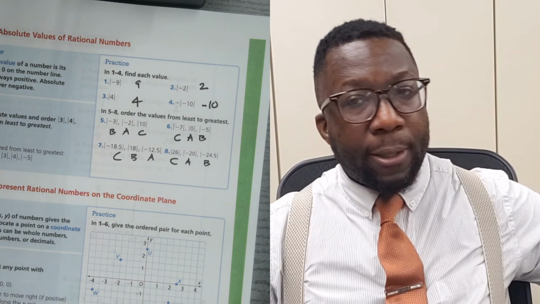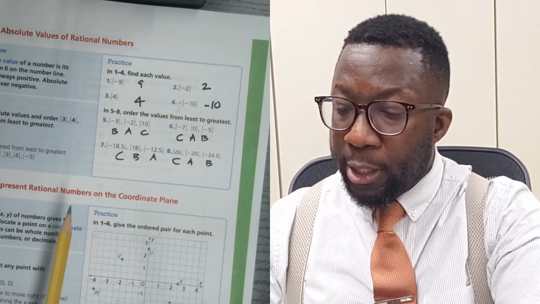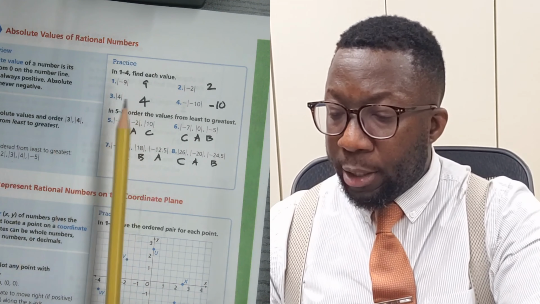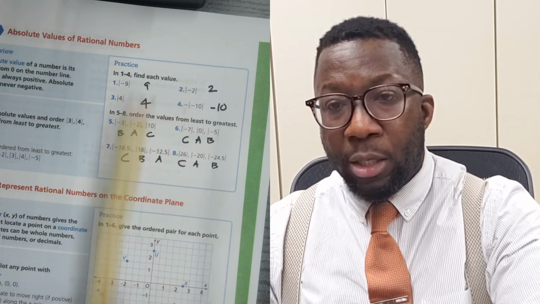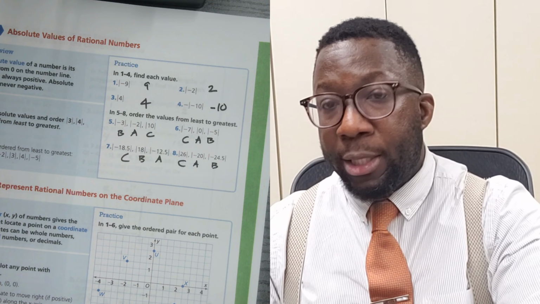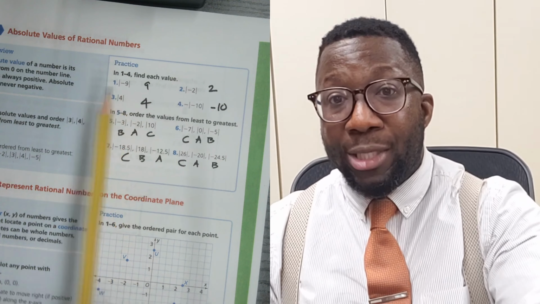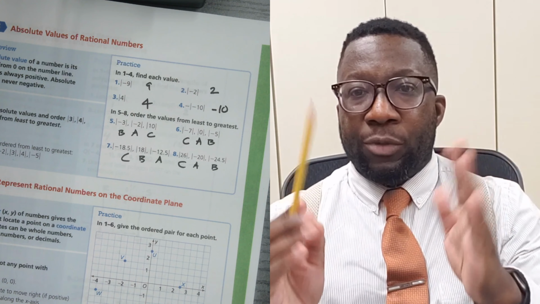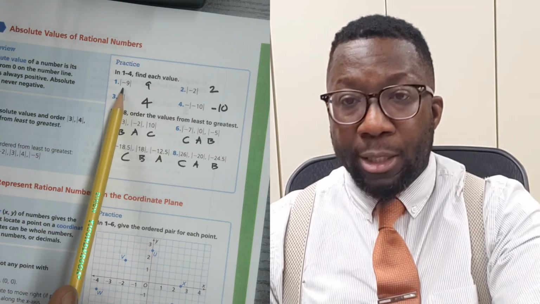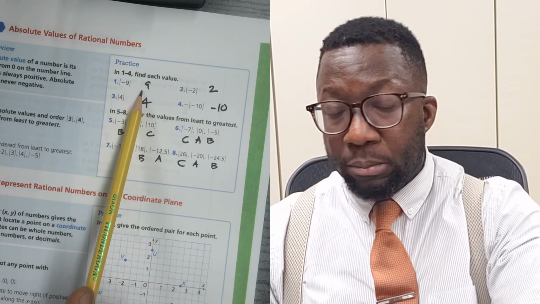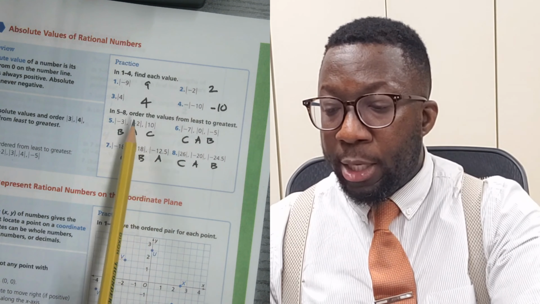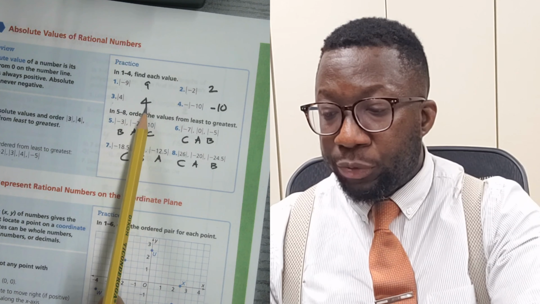Taking a look at lesson 2.3, where we are supposed to find the value of each of the absolute values. Every single value here, we're just going to want to make sure that we're paying attention to what is in between those two absolute value bars, which is going to be the distance from 0. So for number 1, the absolute value of negative 9 is 9. The absolute value of negative 2 is positive 2. The absolute value of positive 4 is 4.